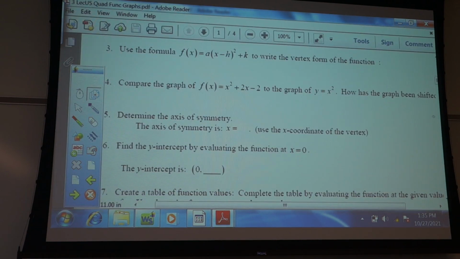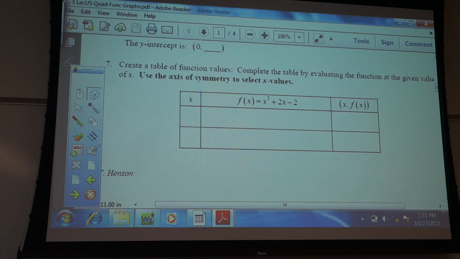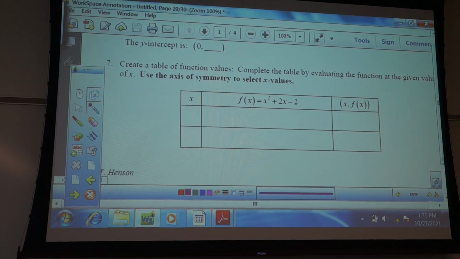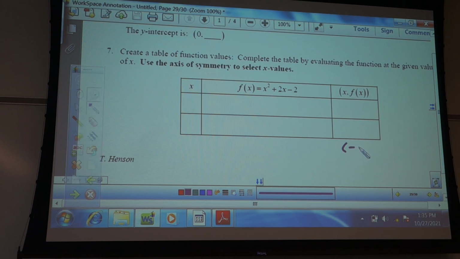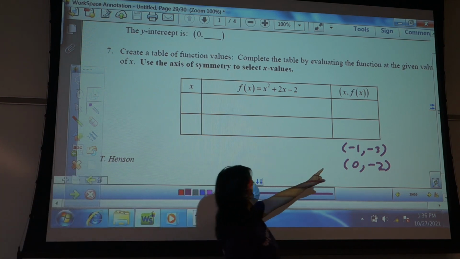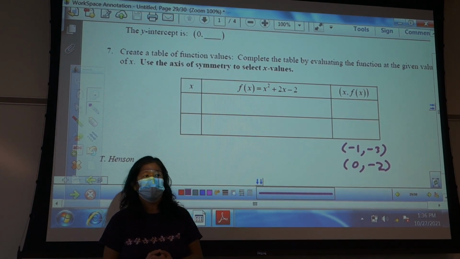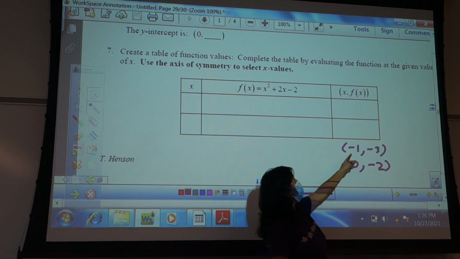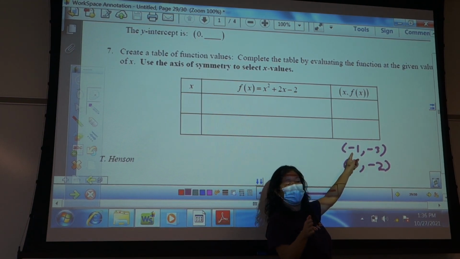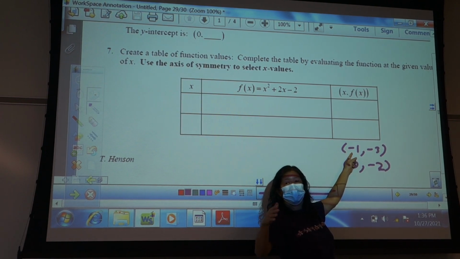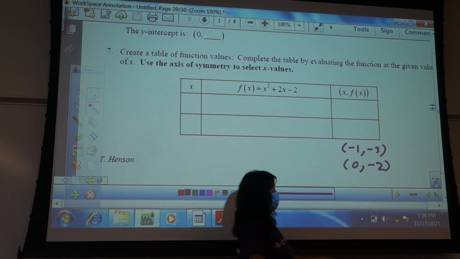Great. And then we're going to create a table of function values. So we already have my vertex, -1, comma, -3. We already have my y-intercept, 0, comma, -2. You want to pick a couple more. My vertex is -1. So what should I pick for x's? Things right around -1. If I go backwards, what do I get? -2 and -3.